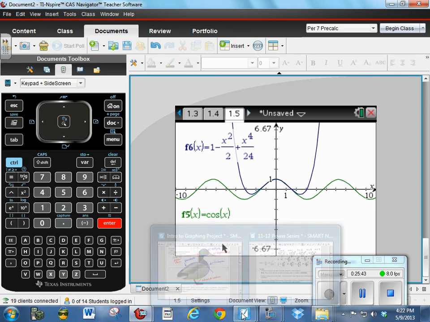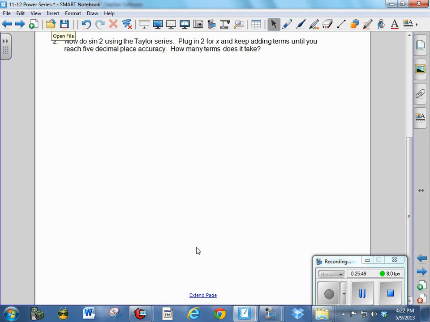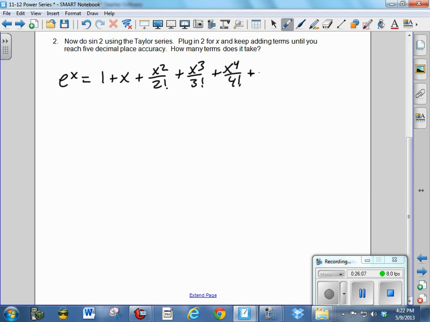So what do I want you to remember about the power series? I want you to remember that e to the x is equal to 1 plus x plus x squared over 2 factorial plus x cubed over 3 factorial plus x to the 4th over 4 factorial, etc. Okay, that's the e to the x.